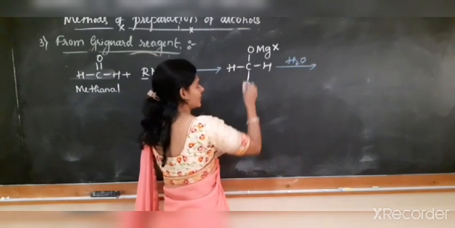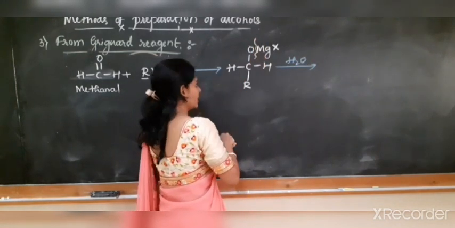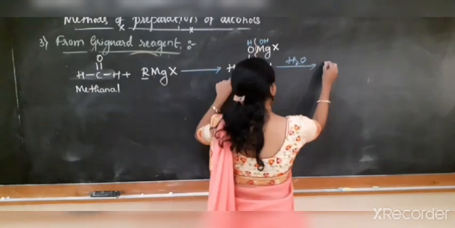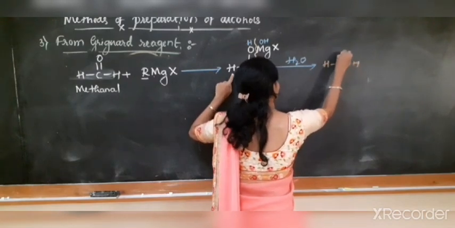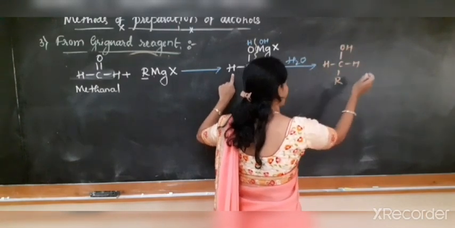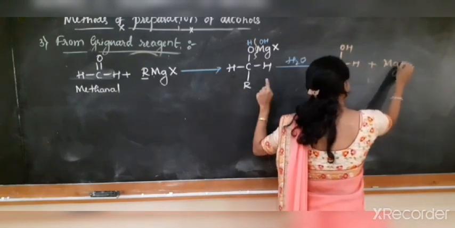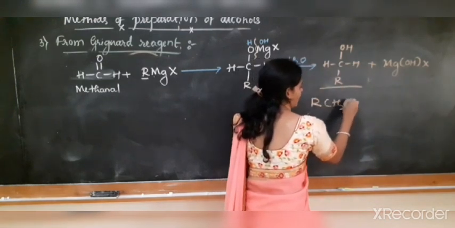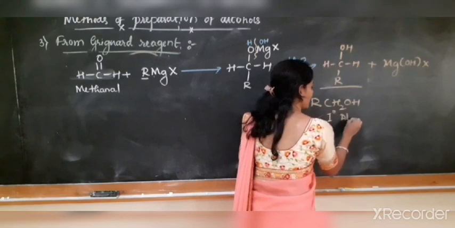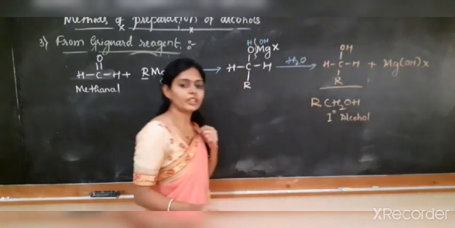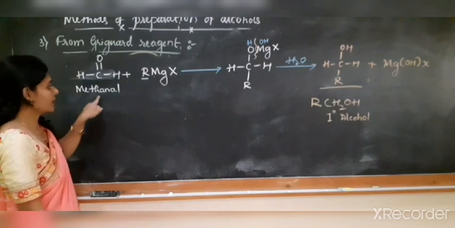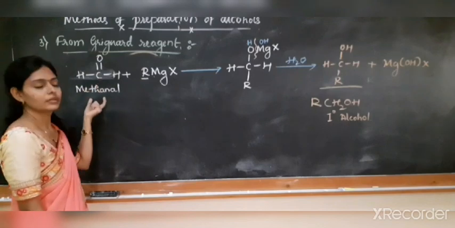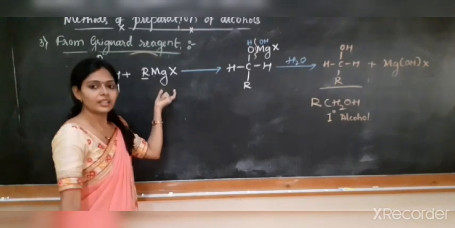On treatment with water, what happens? There is a breaking of this bond, so there is a formation of a stable compound, alcohol. So we get HCH. Here we have OH and this is R. And the byproduct is MgOH. So this is nothing but RCH2OH. So this is the primary alcohol. This is the first example for the particular reaction: how we get alcohol from the aldehydes on reaction with Grignard reagent.